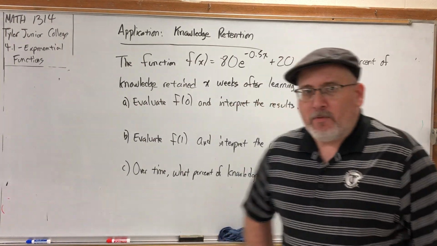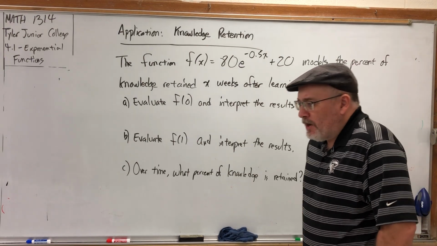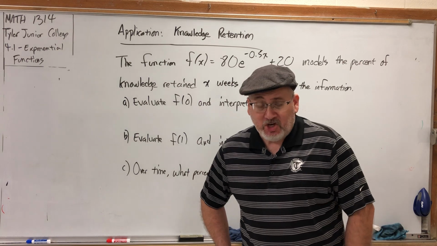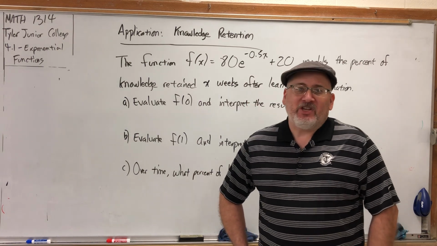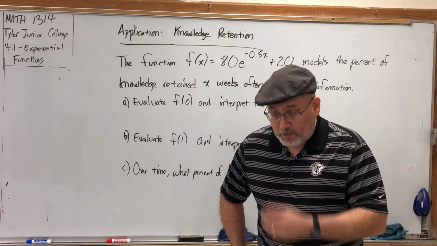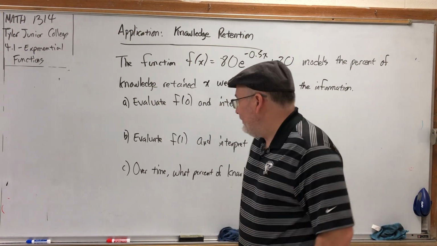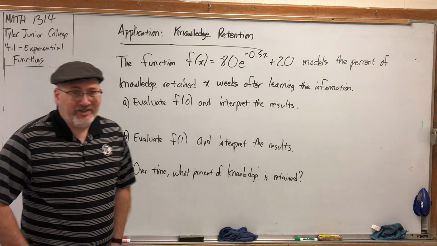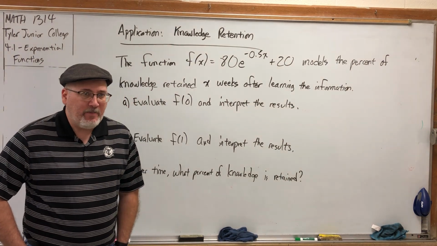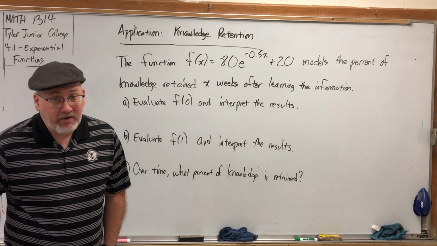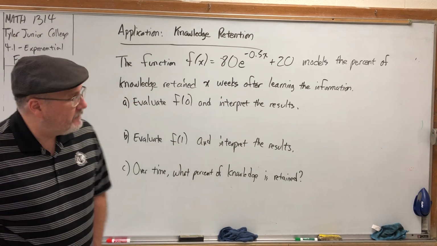I wanted to do one more example for two reasons. Number one, the first two applications we've seen, modeling population and compound interest, were both examples of exponential growth. We knew that because the exponents were positive. But knowledge retention is an example of exponential decay. Let's say that you study something and then don't look at it again for a while. How much of it you remember, what percent of it you remember, eventually declines.